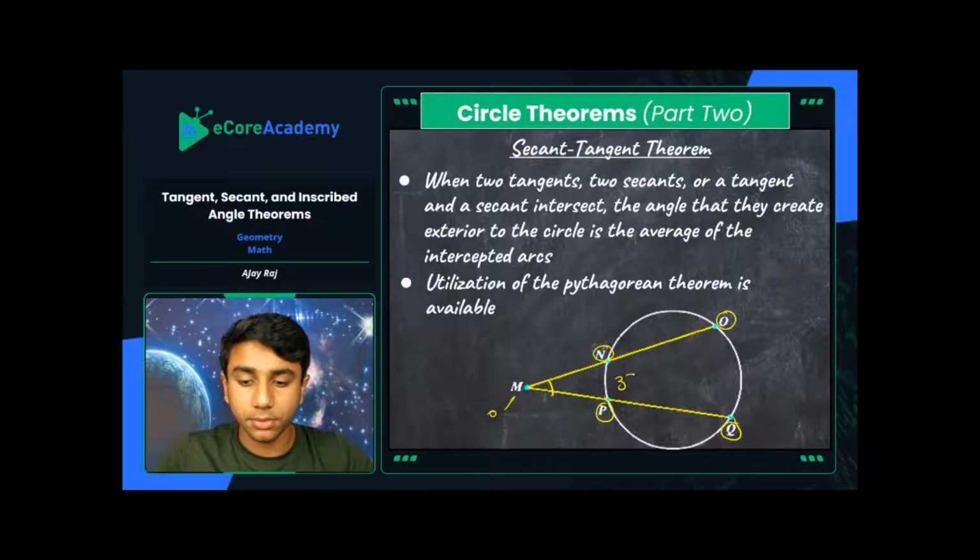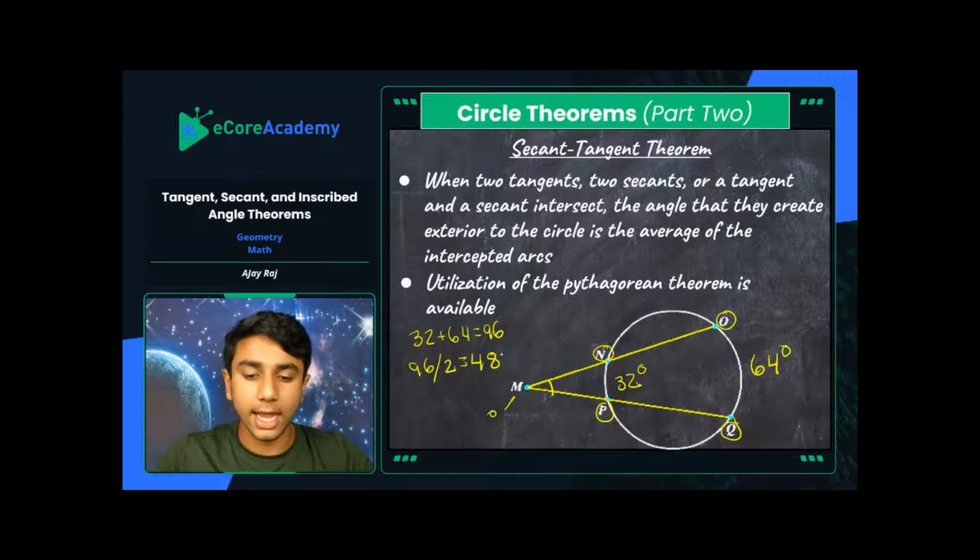So if we have 32 and 64, it's going to be in degrees. Arcs are also measured in degrees, just as an FYI. So all we're going to do is average out both of these measures in order to get the measure of angle M. If we add those together, 32 plus 64, we get 96. 96 over 2 equals 48.